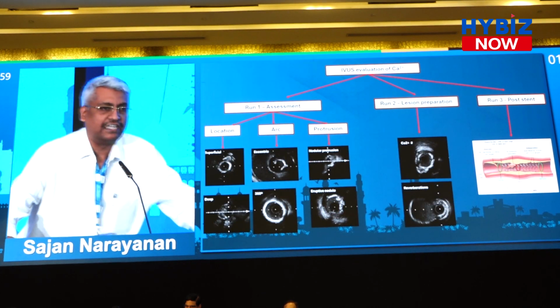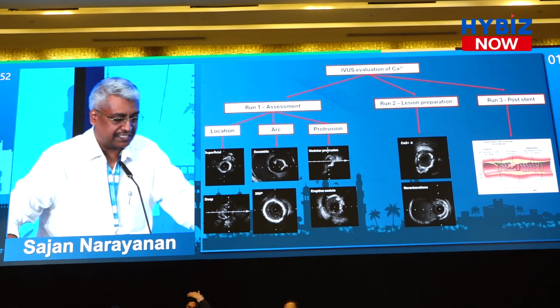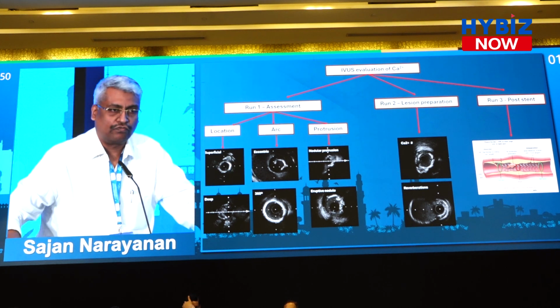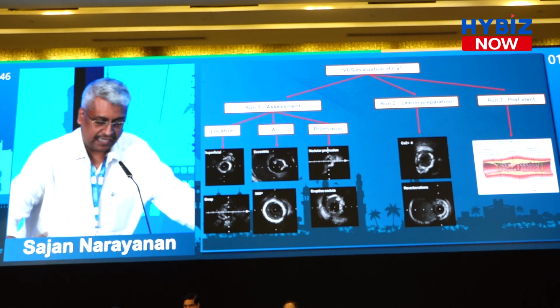So, IVUS evaluation of calcium can be summarized into an assessment run, lesion preparation run, and post-stent run. In the assessment run, you look for location, arc, and protrusion. In lesion preparation, look for calcium fractures, lumen enlargement, reverberations, and in post-stent, look for minimal stent area.